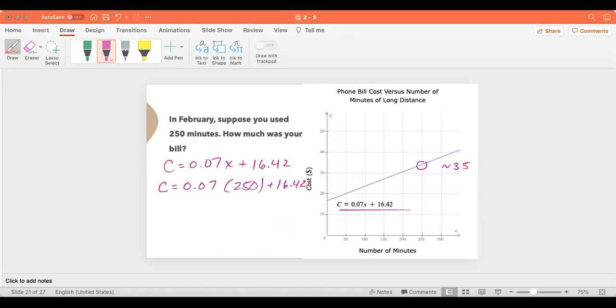Okay, so 0.07 times 250, that's 17.5. And then I'm going to add that to 16.42, and I get 33.92. Which, yeah, it's about 35, right? It's almost just a little bit over $1 less. And again, visually, I wasn't being very careful here. So you can see it's a little bit less than 35.